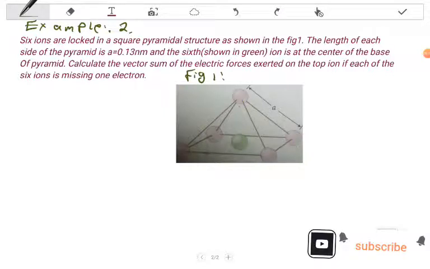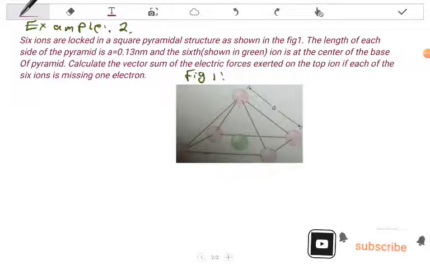We have 6 ions. The length of each side of the pyramid is equal to a, and a is equal to 0.13 nanometer. So we're given that this length here is a, and a equals 0.13 nanometer. And the sixth ion, shown in green, is at the center of the base. We can see this one here, shown in green, at the center of the base of the pyramid.